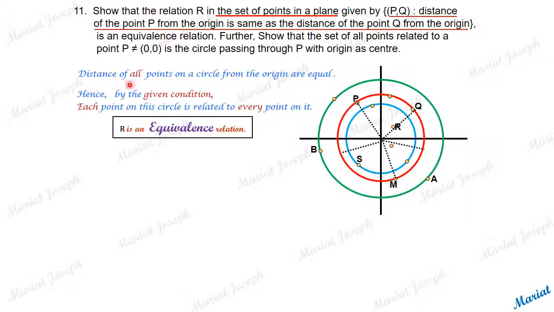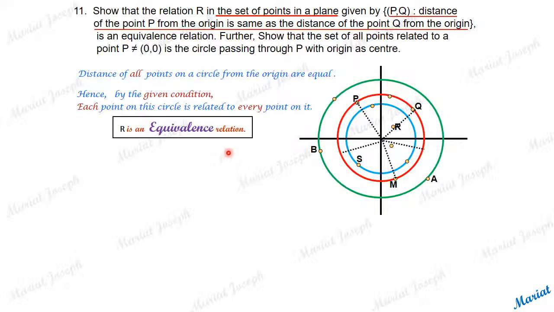As we have already observed, distance of all points on a circle from the origin are equal. Hence, by the given condition, each point on a circle is related to every point on it. So, set of all points on one particular circle form a subset in which every element is related to each other. Elements on this green circle will be related to the elements of the same circle as all of them are at equal distance from the origin. Points on the red circle will be related among themselves as they are also all at equal distance from the origin. Hence, set of all points related to the point P is a circle passing through P with origin as center, because from the origin the distance is taken.